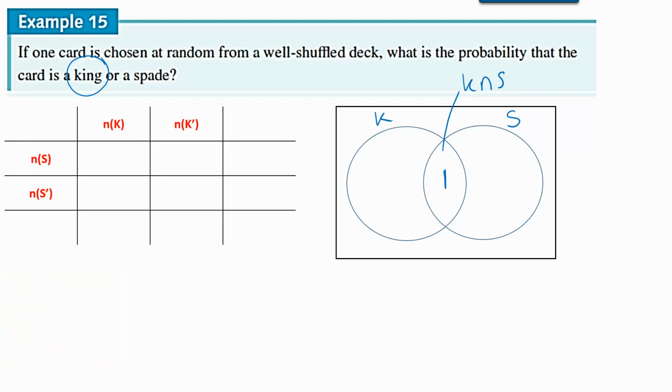Because you have 4 different kings. You have a king that is heart, king of hearts. So this is king of spades, yeah? But there's only 1 of them, so I put a number 1 there.